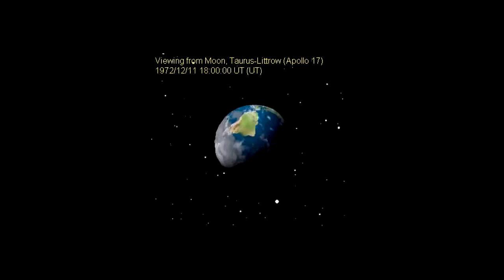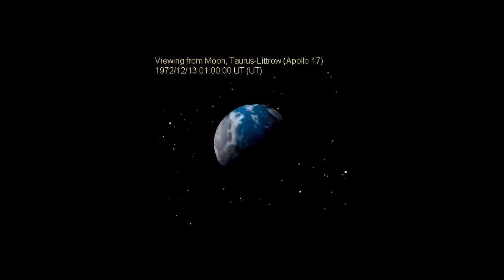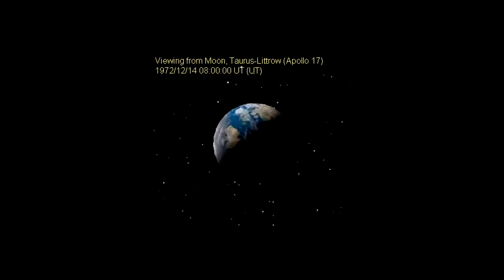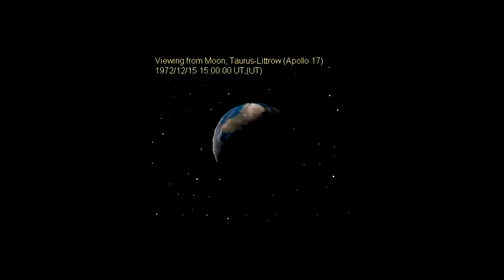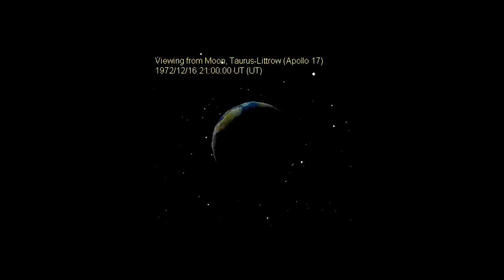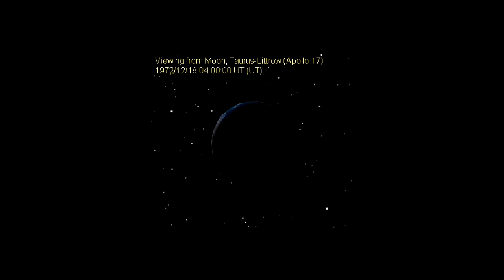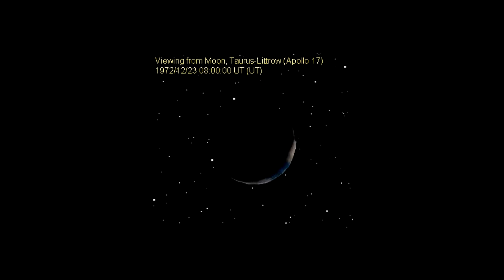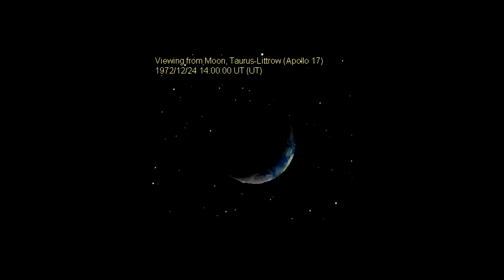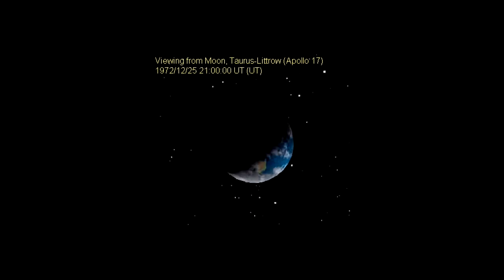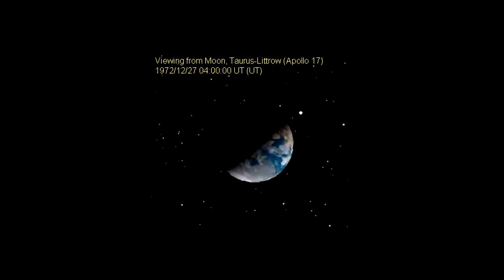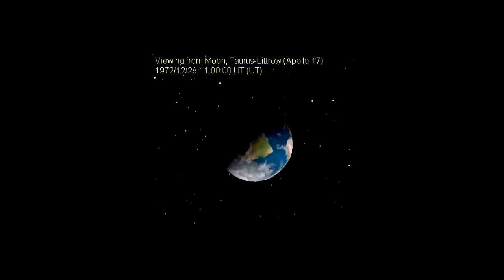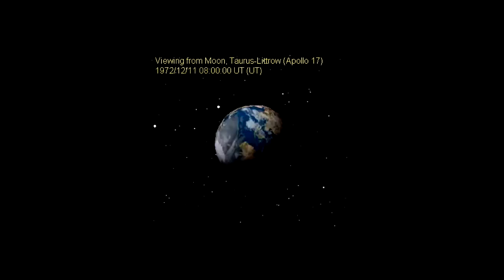So here's a gibbous Earth. The sun must be over here illuminating that quarter Earth from the upper left. Now the sun must be behind. It's because we're orbiting the Earth, of course. And now the sun must be behind the Earth. And as we, on the moon, orbit the Earth, the angle between us, the Earth, and the sun changes. So we see the Earth go through phases. And of course, the astronauts saw that all the time.